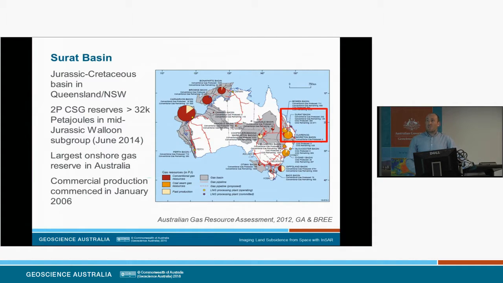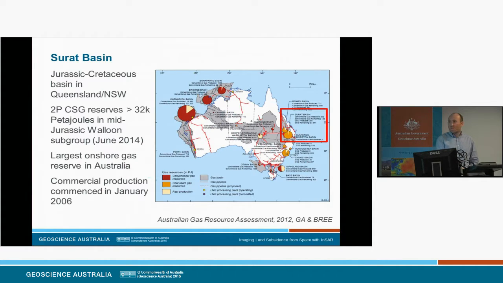Well, the Surat Basin is a large Jurassic Cretaceous basin that covers the southeastern portion of Queensland and the northern part of New South Wales. And the Australian Gas Resource Assessment done in 2012 by GA and Bree identified this basin as the largest onshore gas reserve in Australia. At that time, there was proved and probable reserves of coal seam gas exceeding 24,000 petajoules.